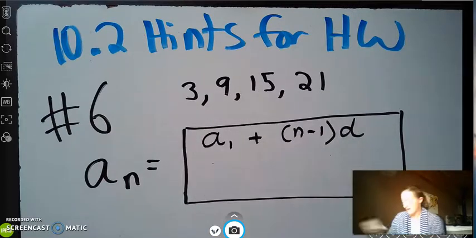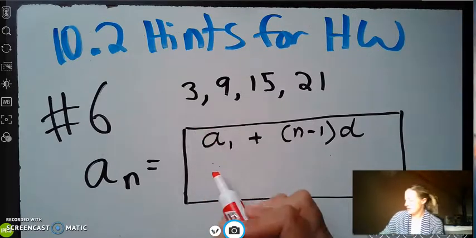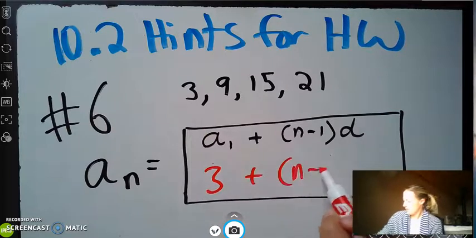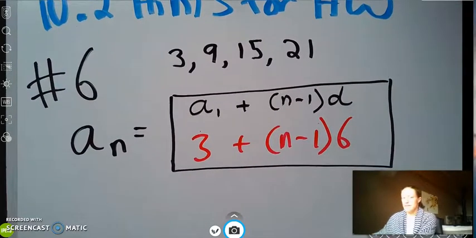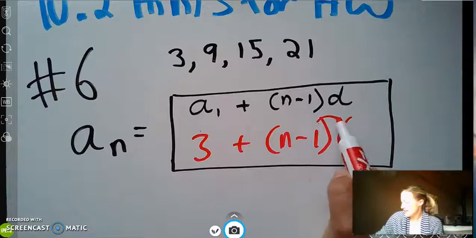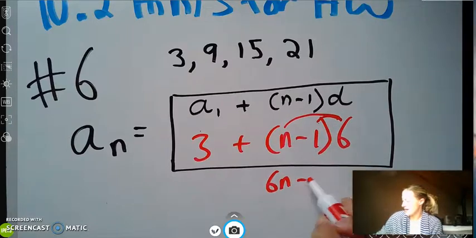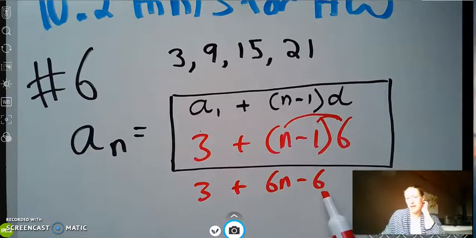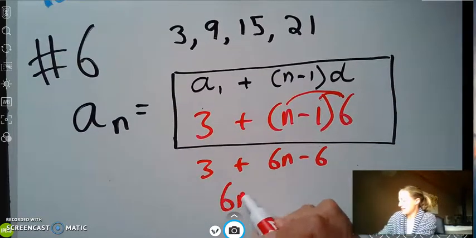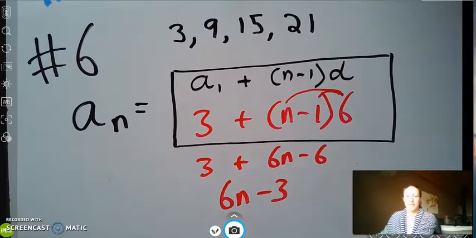So if we do it like that, we'll end up with the first term, a sub 1, which is 3, and our d is 6. But if we stick this in MathXL, it gets a little upset because it's like you have to simplify the answer. So we can simplify it. Let's distribute that 6. So then we end up with 6n minus 6. And then the 3 and the minus 6 can combine. And so then we have 6n minus 3, or negative 3 plus 6n.